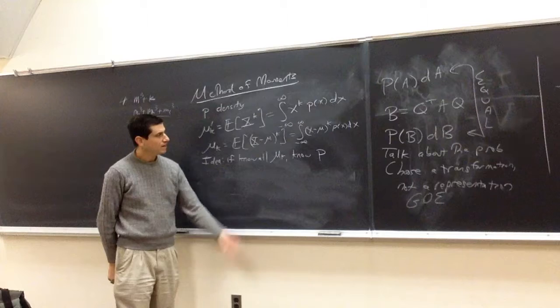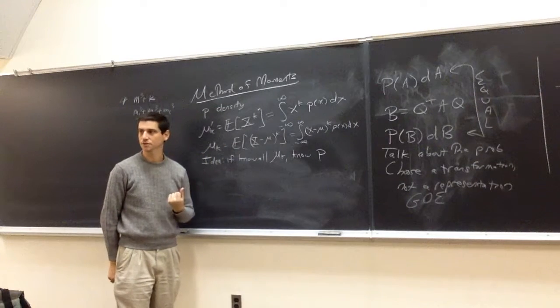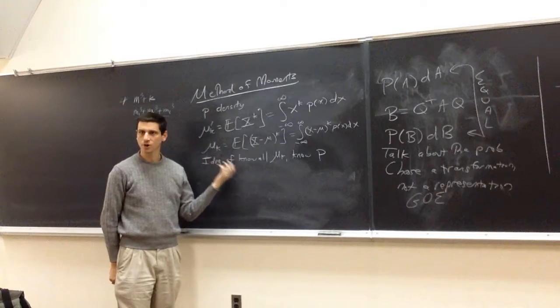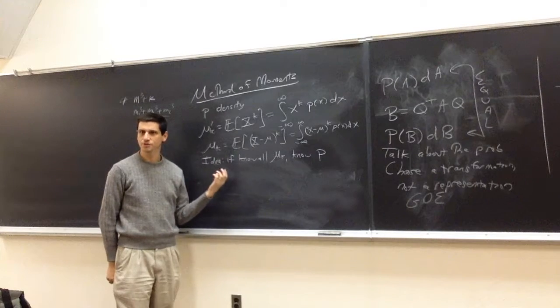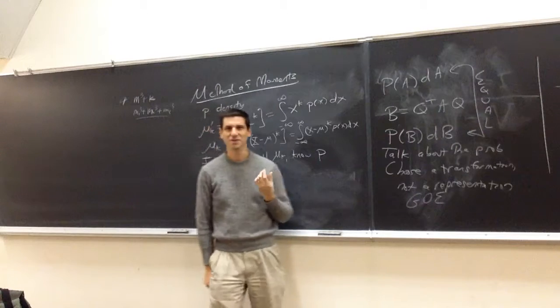So the idea is, if I give you a nice probability distribution, if I know its moments, I know its distribution. What do you think? True? Always true? Sometimes true? Never true? Sometimes true. Safest thing to do, right?